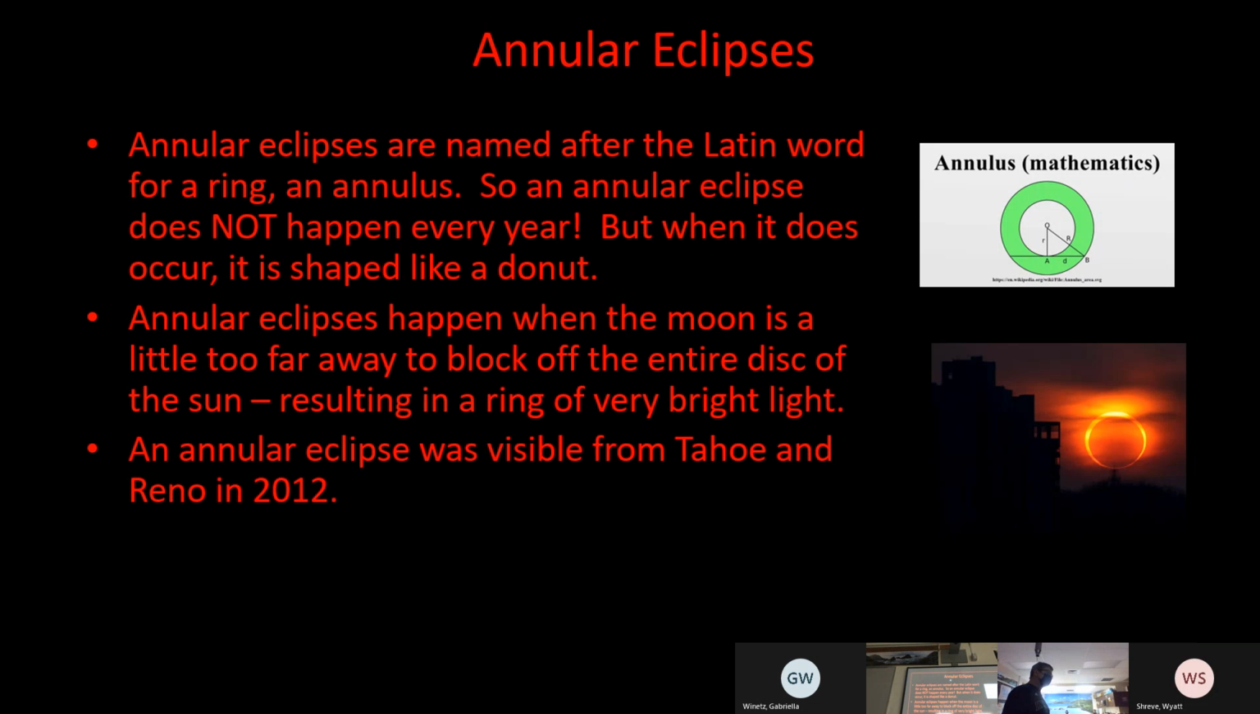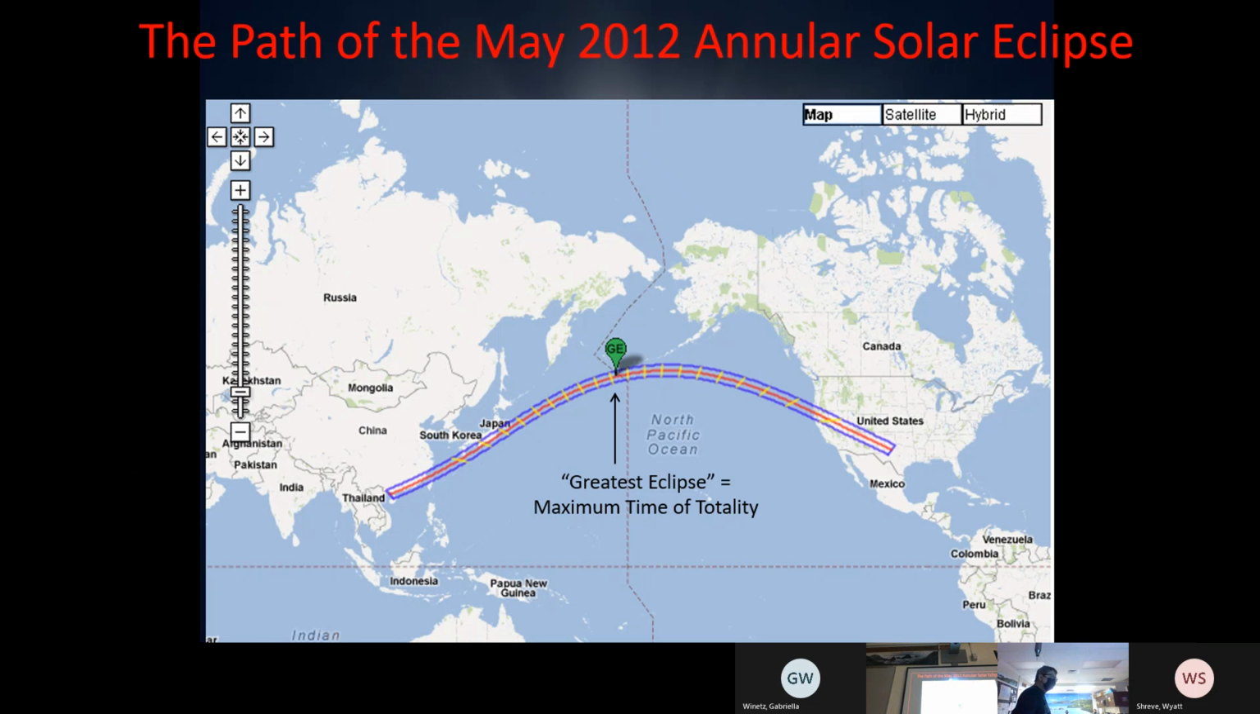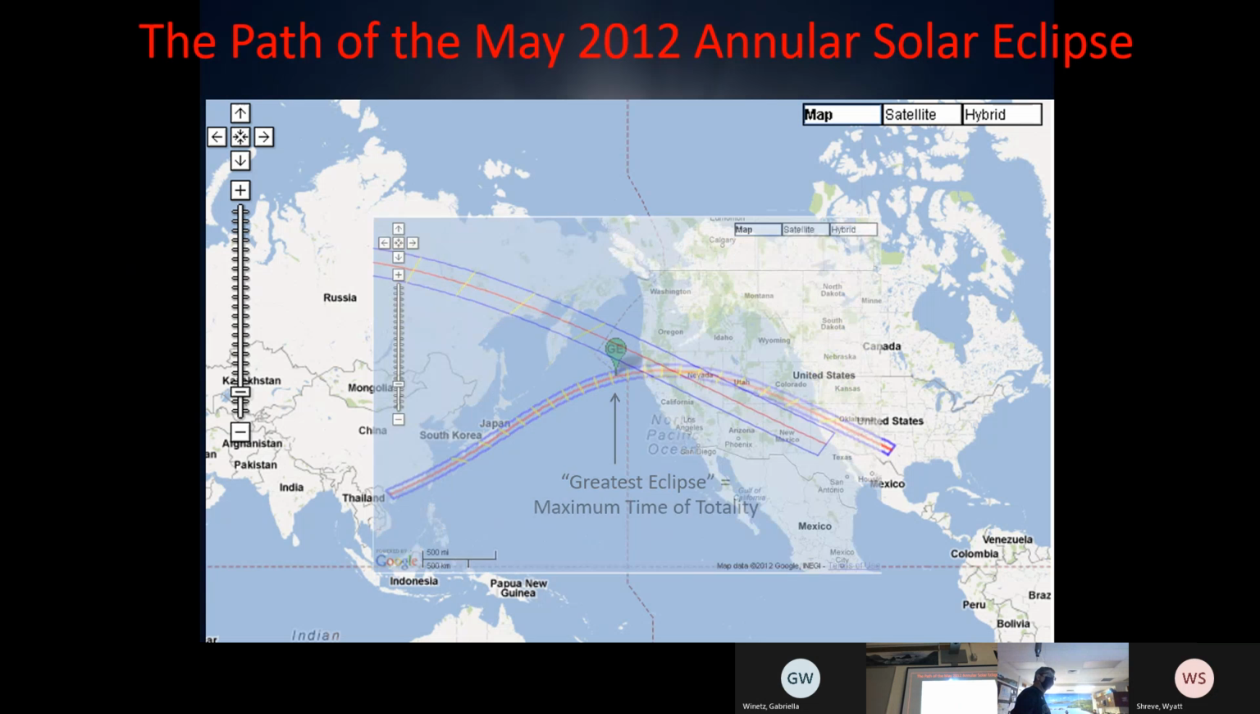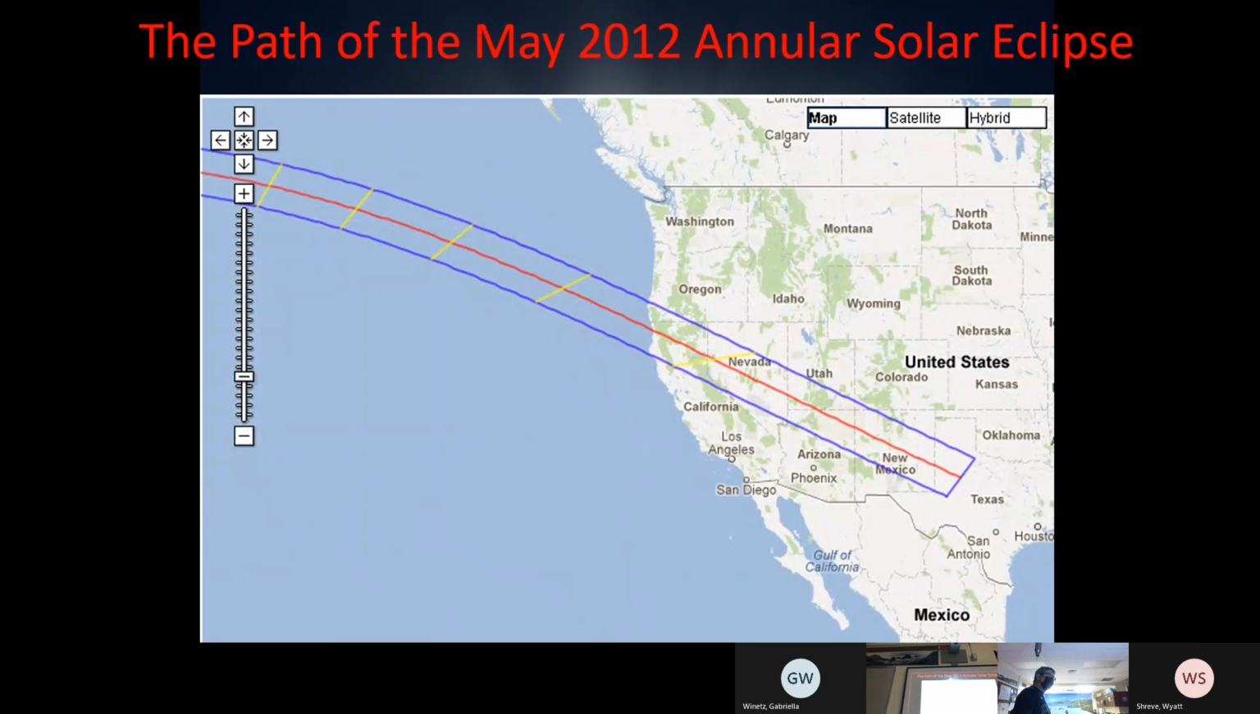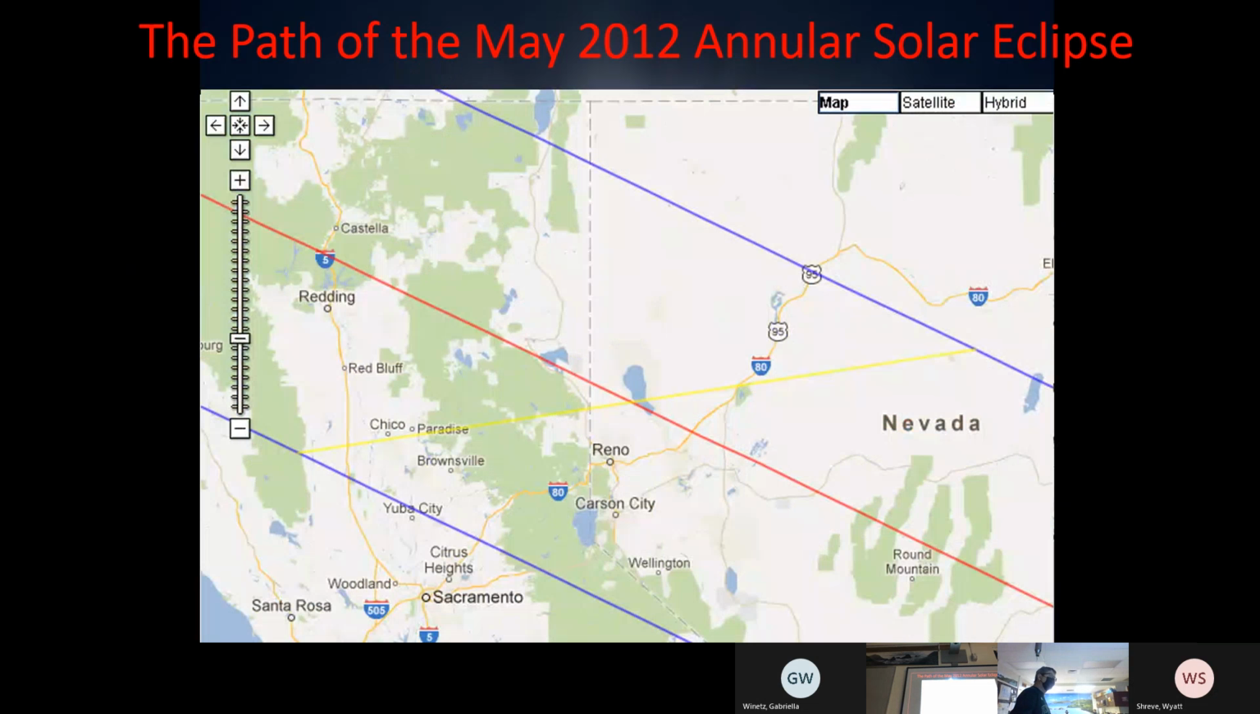We could see one here in 2012, and I think there's one in 2023 coming to North America too. Actually, less common than the total eclipse. Here's the path of the 2012 annular eclipse. And it did cross right over us here. Anywhere within the blue lines, you could see the annular eclipse. You'd see the most of it if you were on the red line. So we had an annular eclipse here.